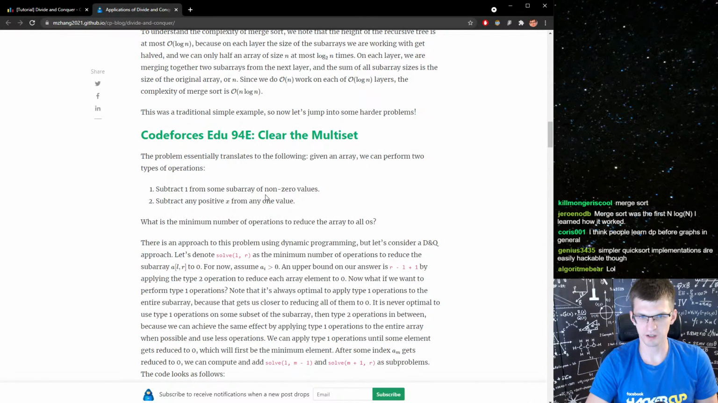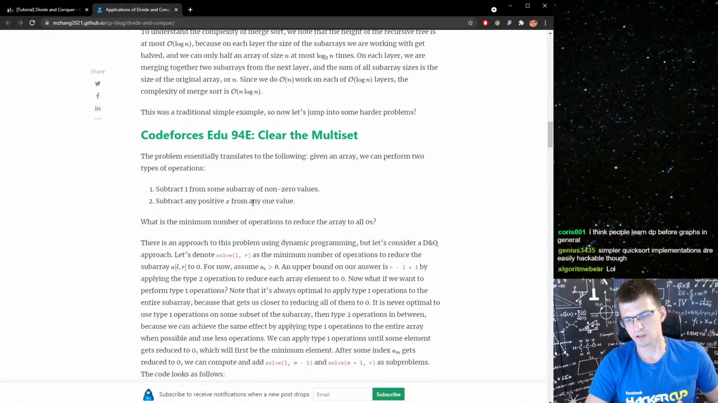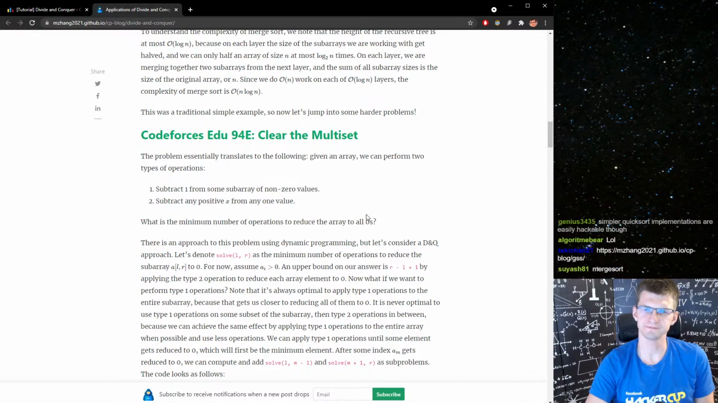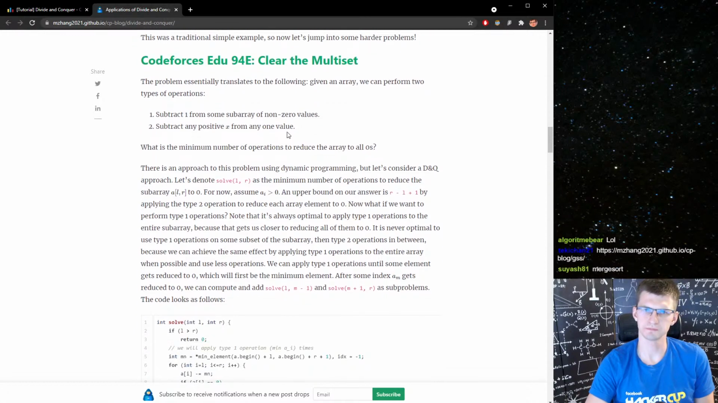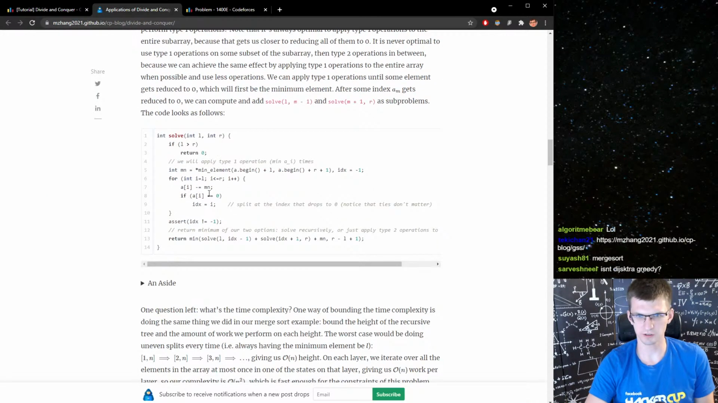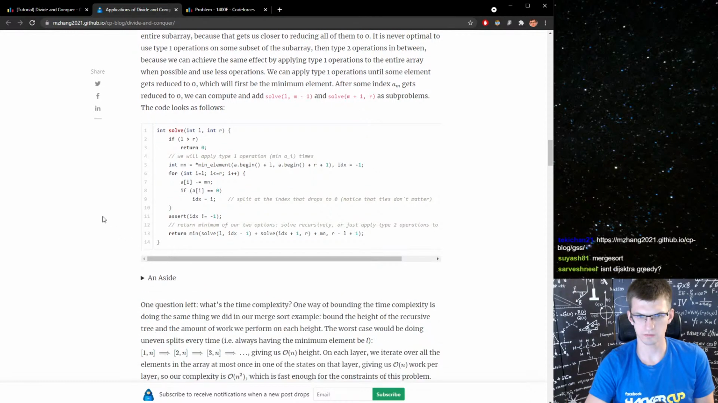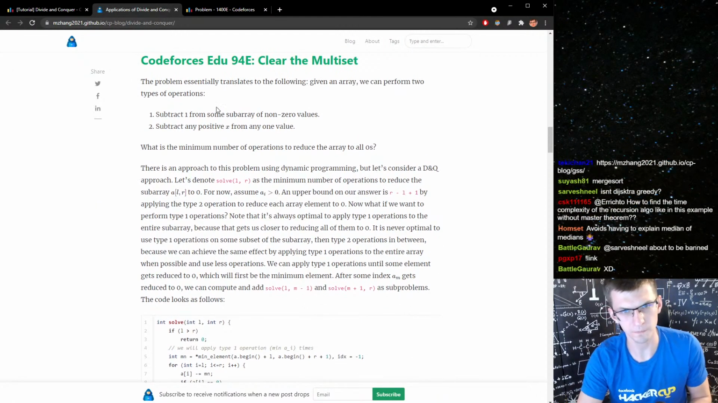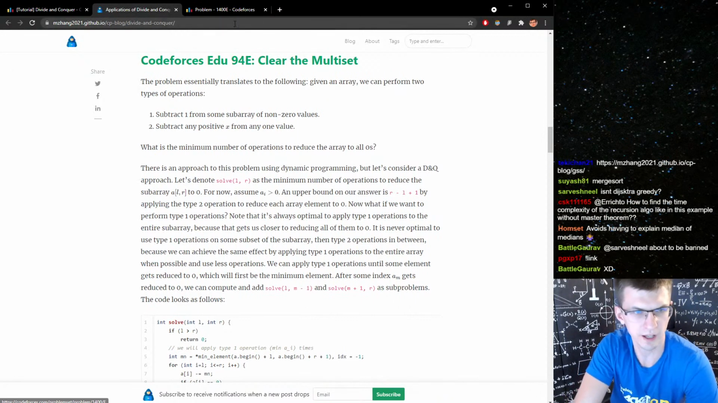Subtract 1 from subarray. Subtract x from value. Reduce everything to 0. Not an easy problem, is it? What are the constraints? Oh, n is small. I see. But divide and conquer will do it quickly? It's unusual to explain divide and conquer on an example with n up to 5000.